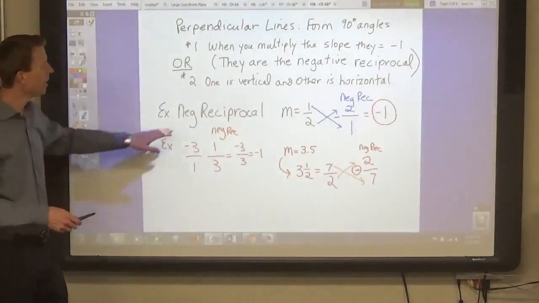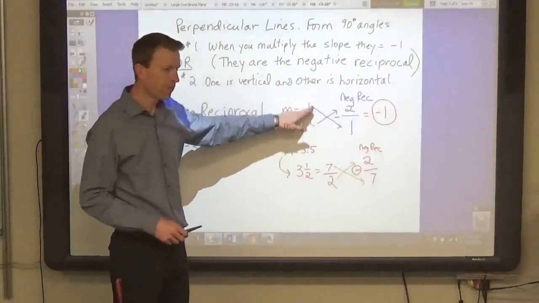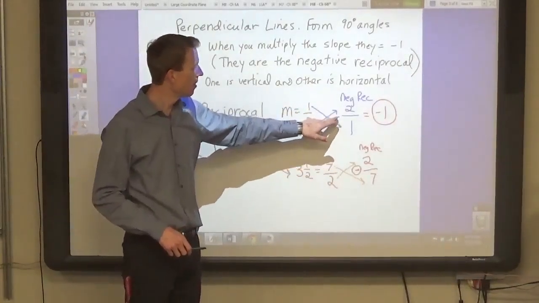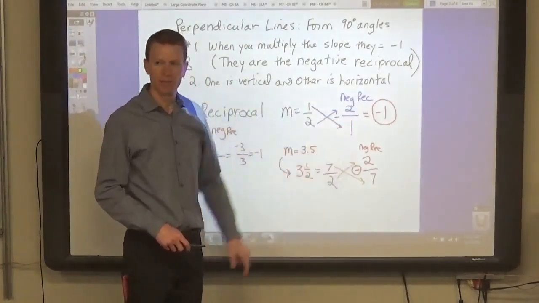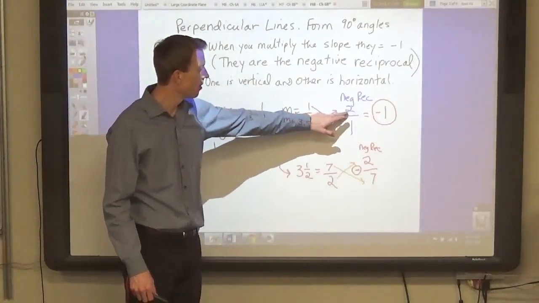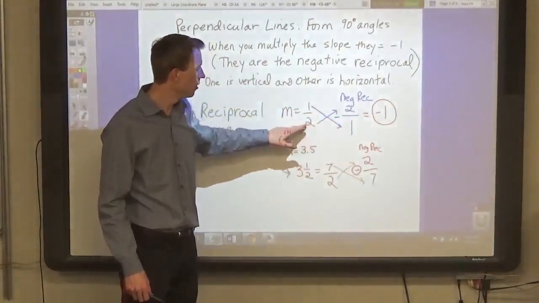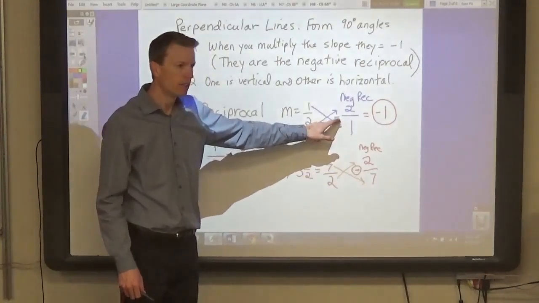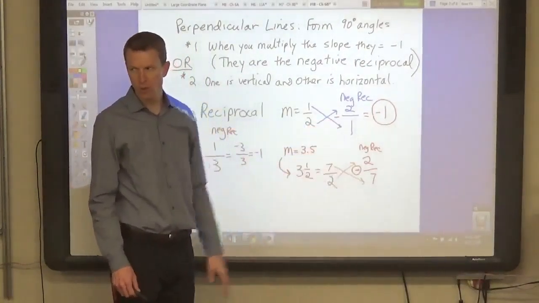Here's an example of negative reciprocals: 1/2 and -2/1. If you multiply, 1 times 2 is 2, 2 times 1 is 2, and since one is negative, you'll get -1.